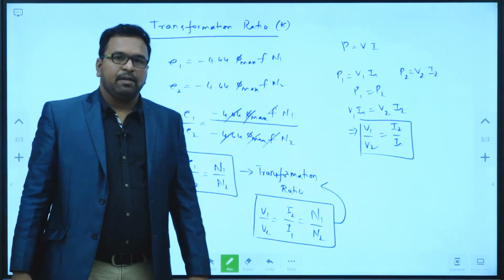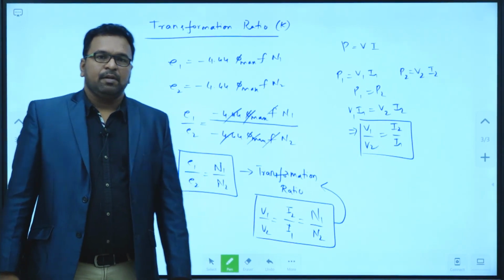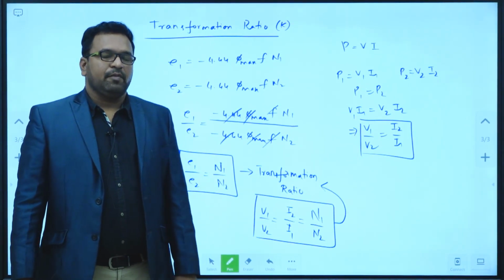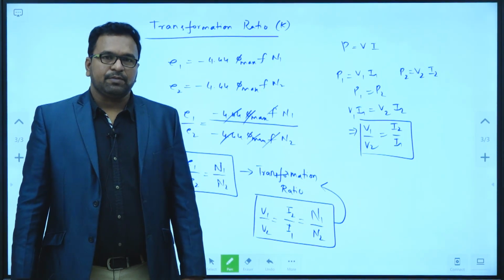So that's all for today. With this, we have completed the EMF equation and transformation ratio. In the next class, we will solve some problems on the transformation ratio and EMF equation of a transformer. Thank you.